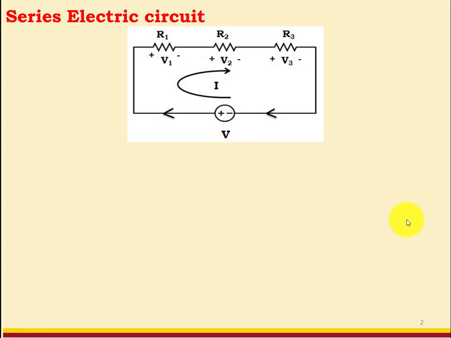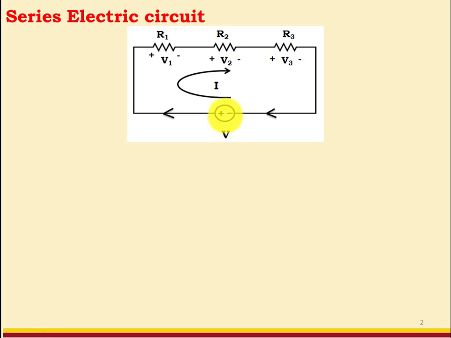Now let us consider one situation where three resistors R1, R2, R3 are connected in series, and they are connected to a DC voltage source of magnitude V. Here there is a positive terminal on the left hand side and negative terminal on the right hand side. So as these three resistors are connected in series and they are connected by the connecting wire, and there is a voltage source, therefore there will be flow of current.